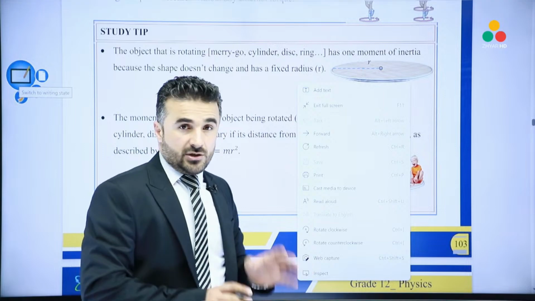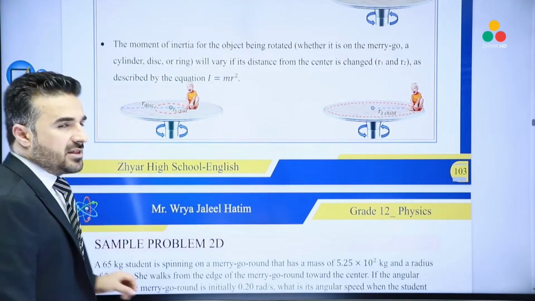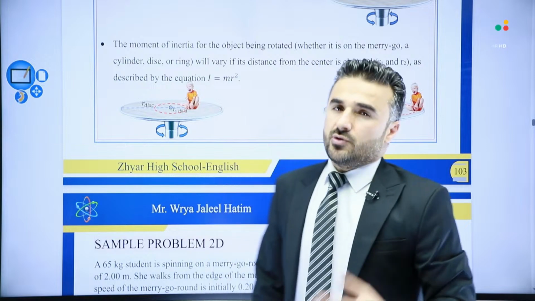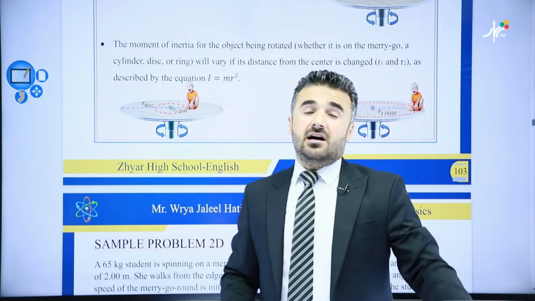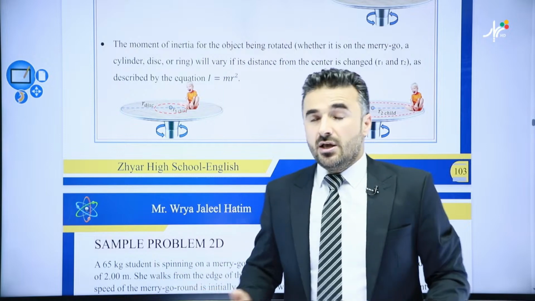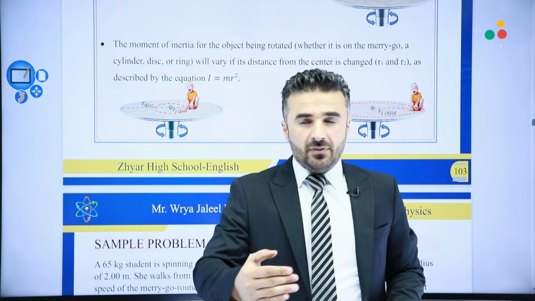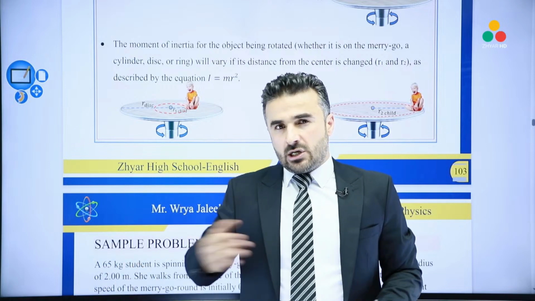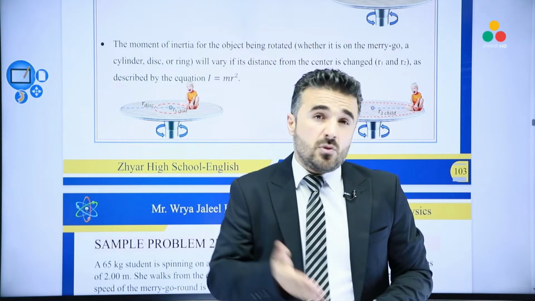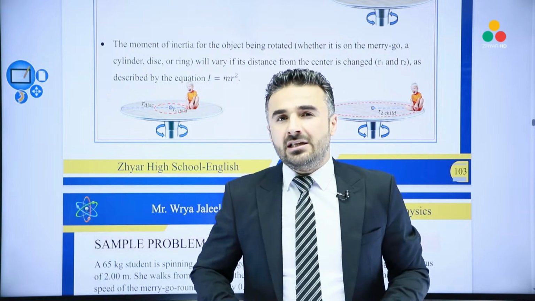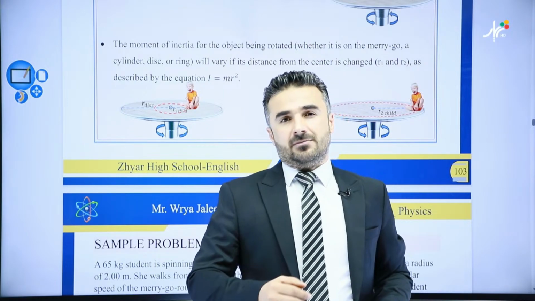Now, I hope you understood this well. What about the moment of inertia of the object that is being rotated? Let's say there is a child on a merry-go-round. There is an object on, let's say, a disc that is being rotated. Whatever the object that is being rotated, if the radius of the object is going to change, we'll have a different moment of inertia. A different moment of inertia would lead to a different angular momentum.